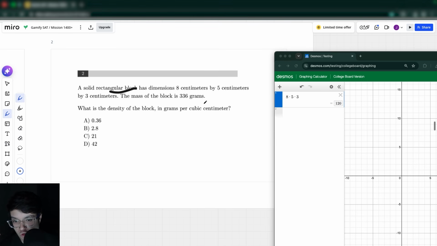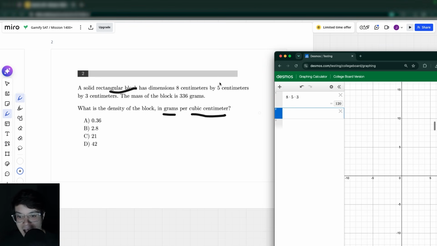And then we have the mass here already, 336 grams. It's saying grams per cubic centimeter, so we can just go ahead and immediately use the units here. It would be very unlikely that they would switch units on a problem like this because that's not really the main goal of the problem. So I would go here something like mass over volume, 336 grams divided by 120 gives us 2.8, so therefore B would be the right answer here.